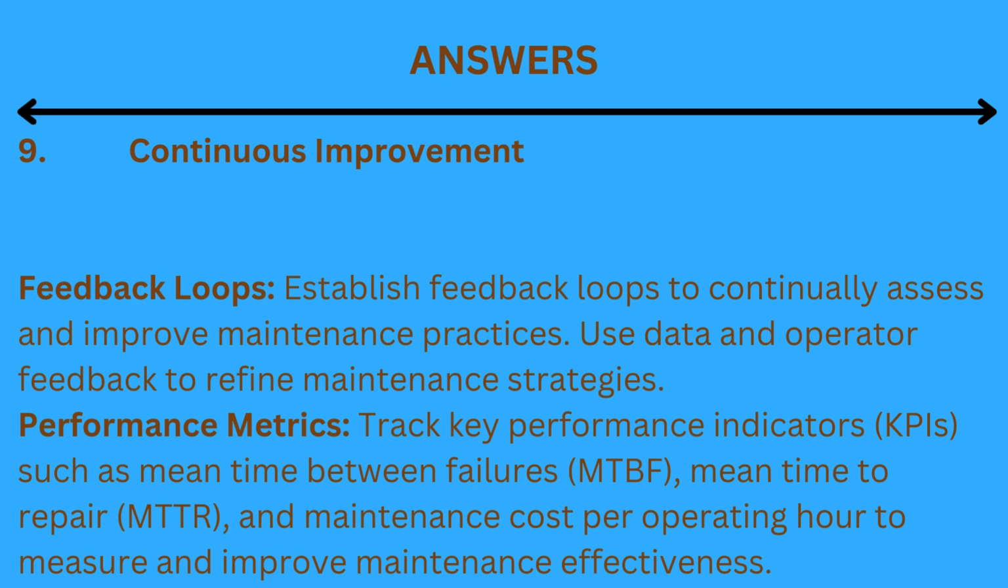9. Continuous improvement. A. Feedback loops. Establish feedback loops to continually assess and improve maintenance practices. Use data and operator feedback to refine maintenance strategies. B. Performance metrics. Track key performance indicators, KPIs, such as mean time between failures, MTBF, mean time to repair, MTTR, and maintenance cost per operating hour to measure and improve maintenance effectiveness.